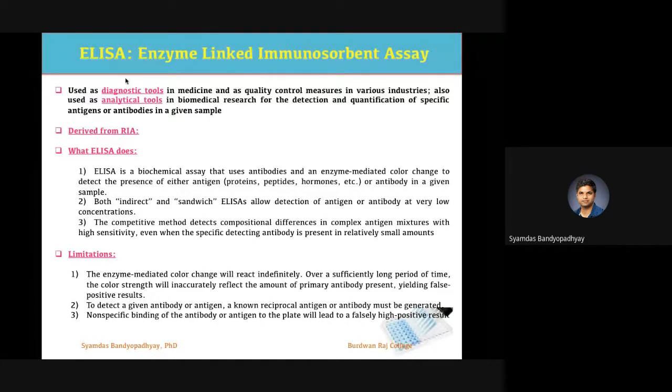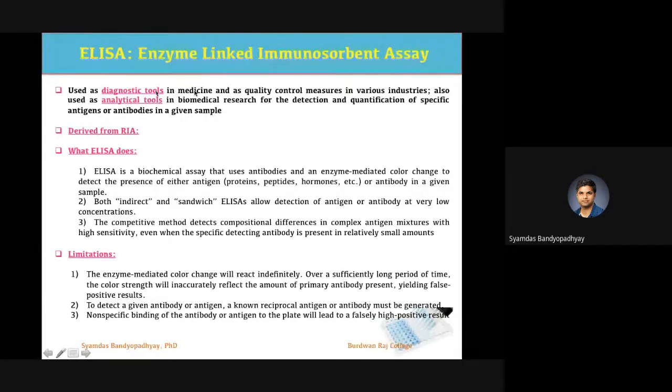So the full form of ELISA is enzyme linked immunosorbent assay. Now if you have understood RIA, then understanding ELISA is very easy, because the basic principle remains the same. What only differs is the detection system. ELISA is used as a diagnostic tool in medicine and as a quality control measure in various industries.